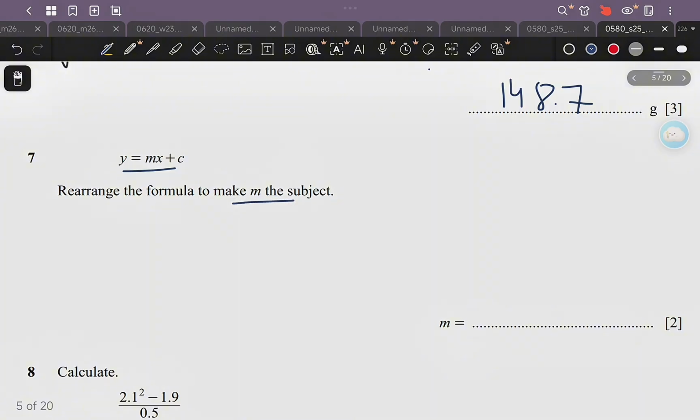Next question: y equals mx plus c. Rearrange the formula to make m the subject. Quite easy. Y, and we'll bring the c over with y, so y minus c. Then we have mx. Now we have to deal with x. So x is being multiplied there, it will be divided with the y minus c, and m will be made the subject.